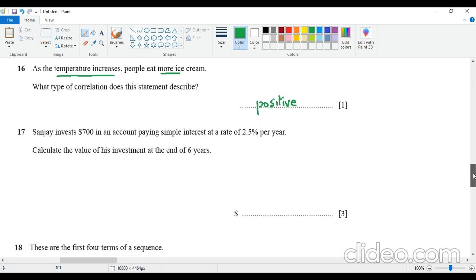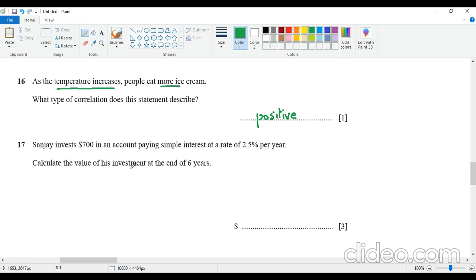In question number 17, it says Sanjay invests $700 in an account paying simple interest at the rate of 2.5% per year. Calculate the value of this investment at the end of 6 years. So the formula is A equals P times 1 plus the rate times the time. So the amount you need to find out, and the principal given is 700, 1 plus 2.5% is the rate, and the time is 6 years.